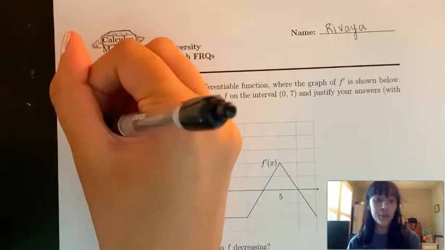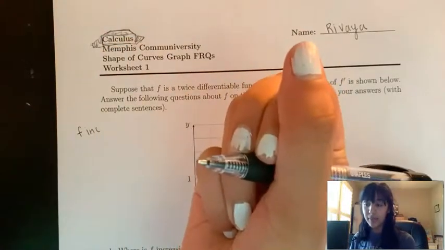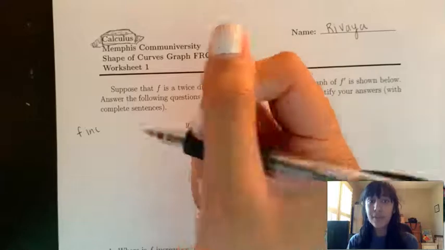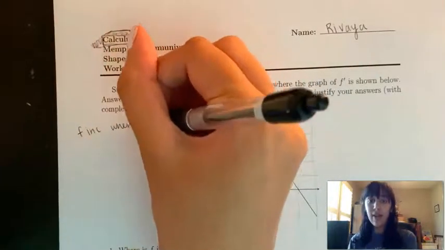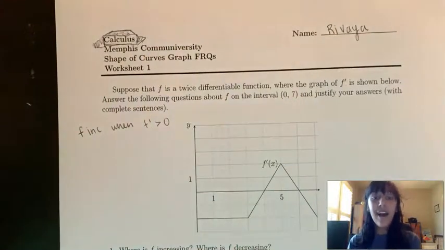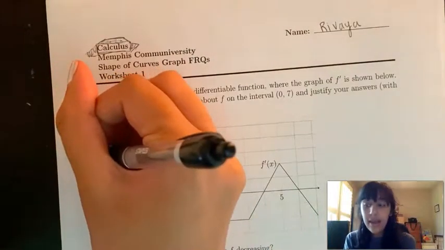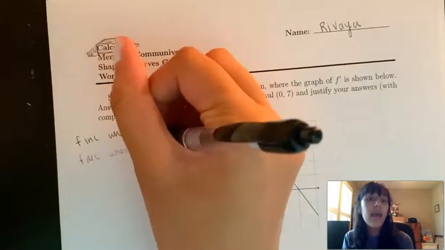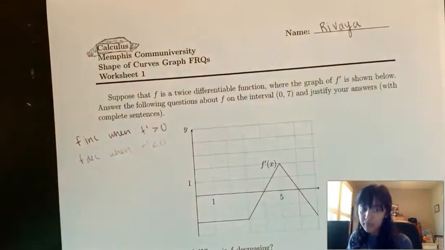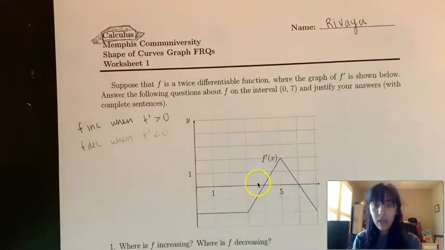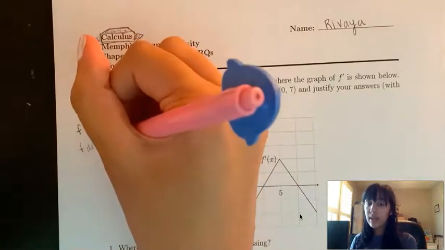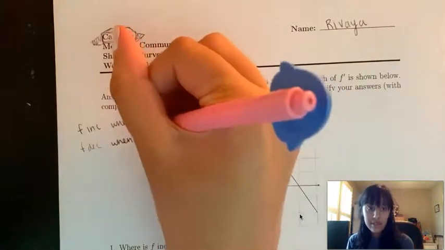So the first rule is that f is increasing when f prime is greater than 0. So if we're looking at that graph, which my hand is covering right now, f is going to be increasing whenever this line f prime is greater than 0. So this whole area is when f is increasing. And then f is decreasing when f prime is less than 0. Whenever this line f prime is below the x-axis, that's when f is decreasing.